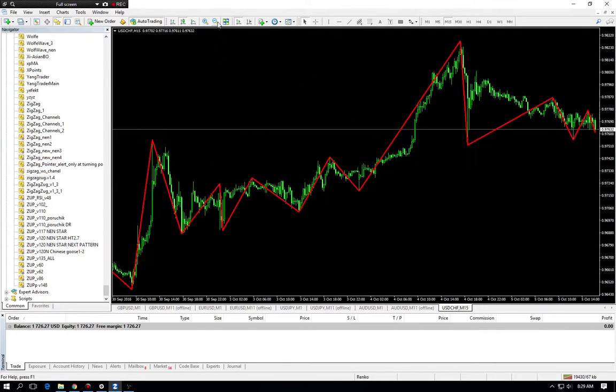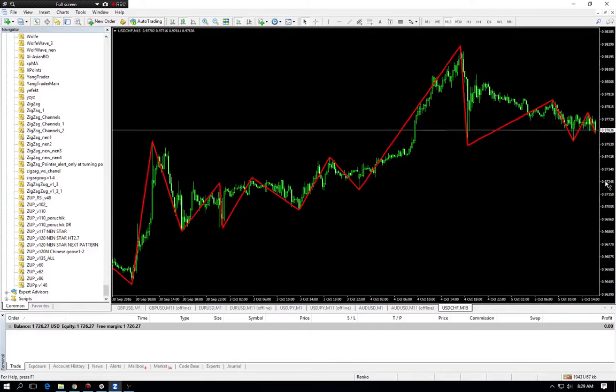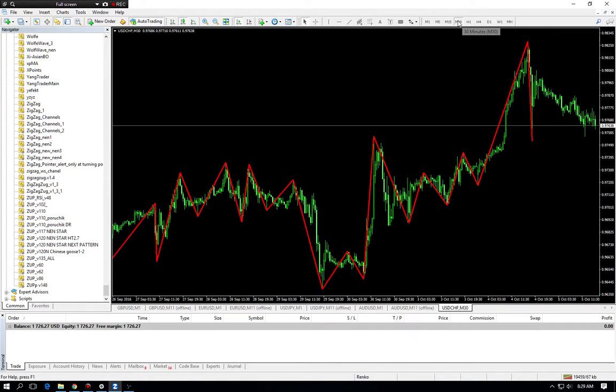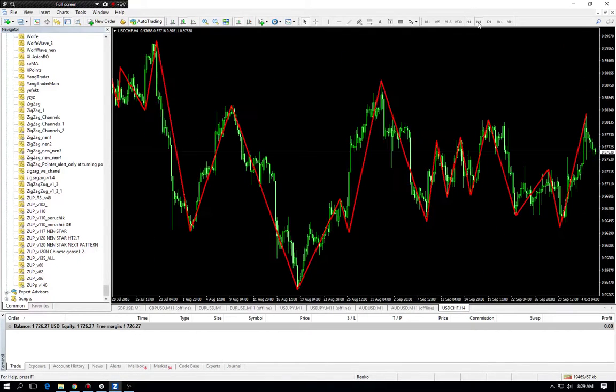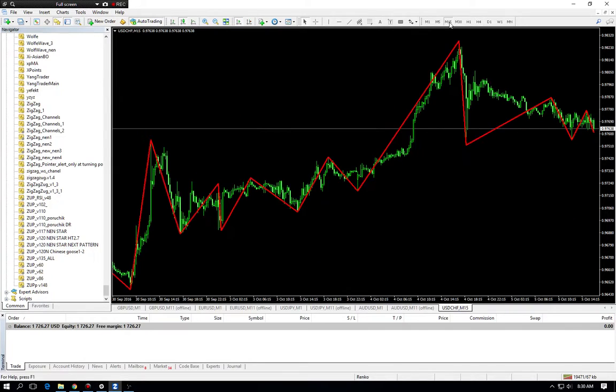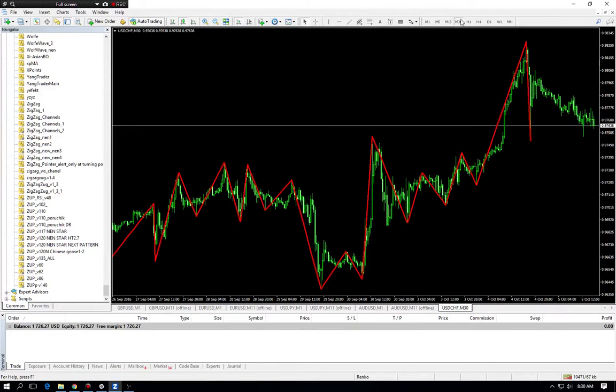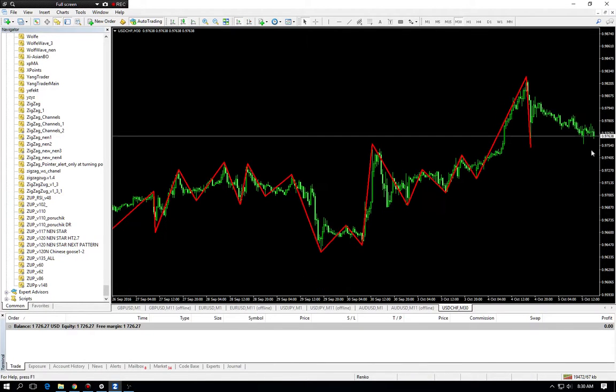And let's zoom out a little bit. So this isn't the prettiest. Let's see what it looks like on M30, H1. None of it's pretty, but this is what you're going to have to deal with in real life, so let's just deal with it. M30 had a bunch. There we go. So we got a bunch of movement on the M30. That looks pretty good.